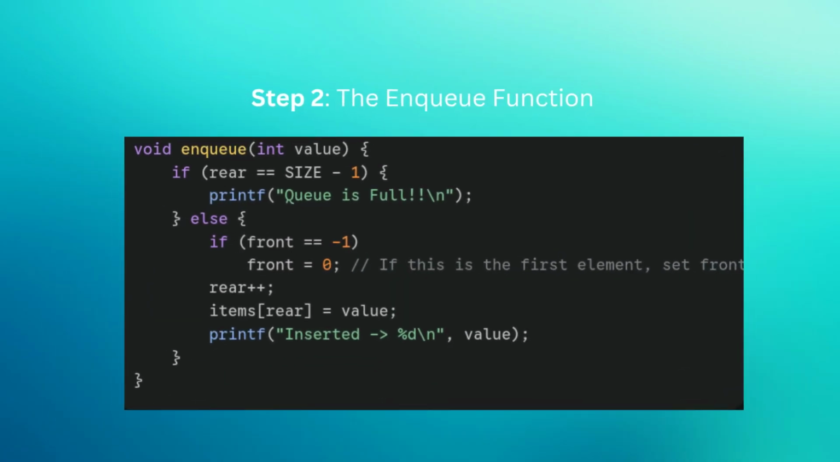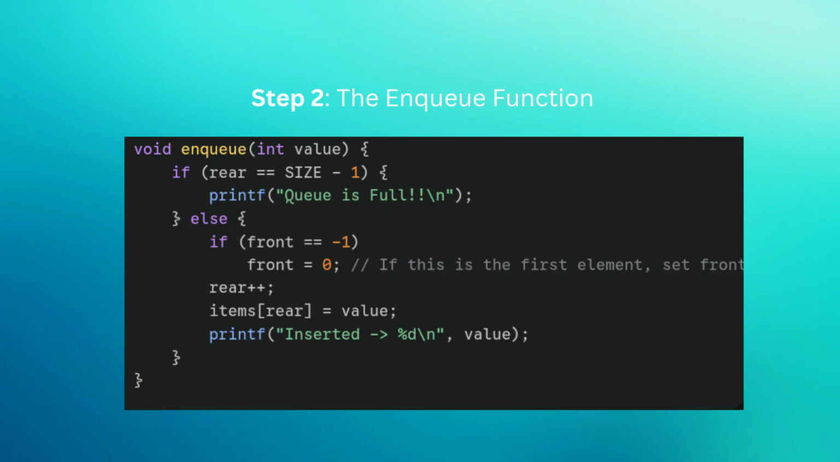Step 2, the enqueue function. So let's create the enqueue function. Now the function to add items, we must first check if the queue is full. Now, void enqueue, then our parameter here is the integer value.